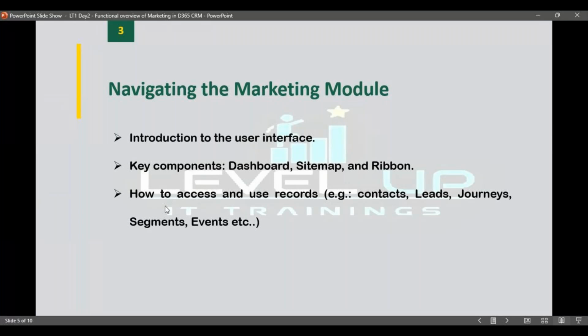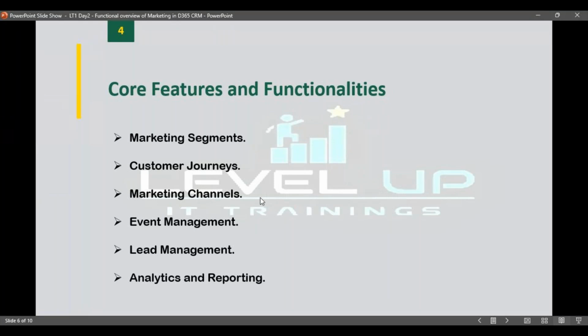Okay, fine. Yeah, so this is what we have seen, right? Contacts and leads. These are all the entities we'll be using in the marketing module. And then core features and functionalities. First, marketing segments, which we have discussed, right? How we want to group the contacts or leads based on their interaction, or their age group, or their location, or their interest. So we'll be grouping them, and that's what we call marketing segments.